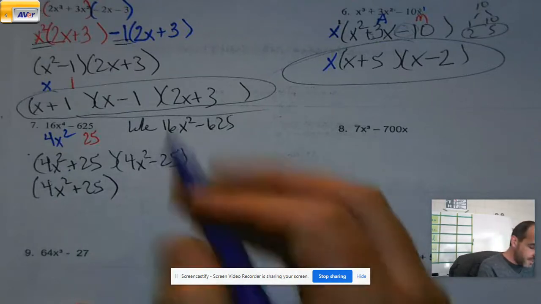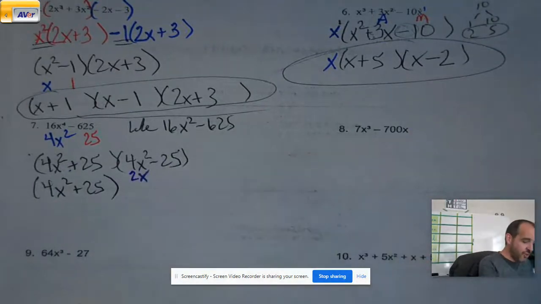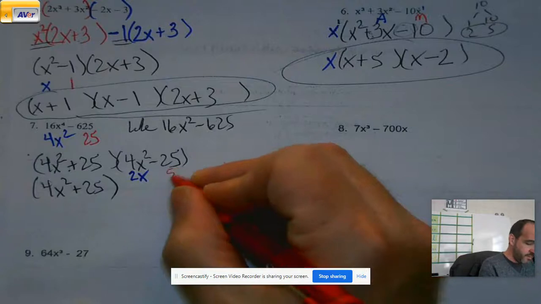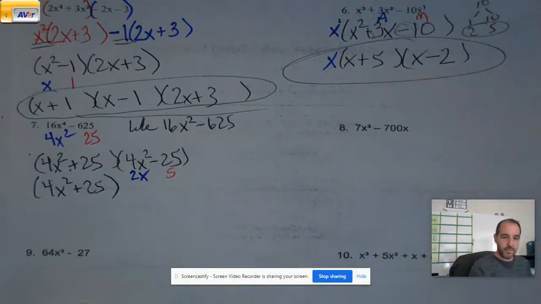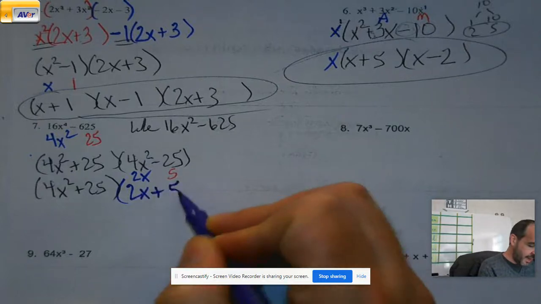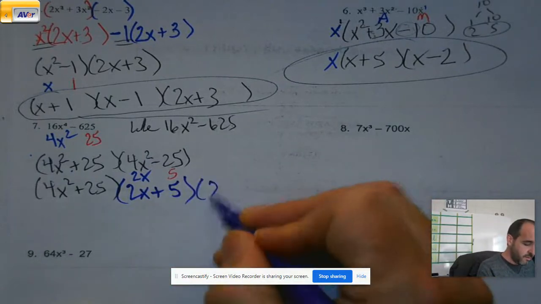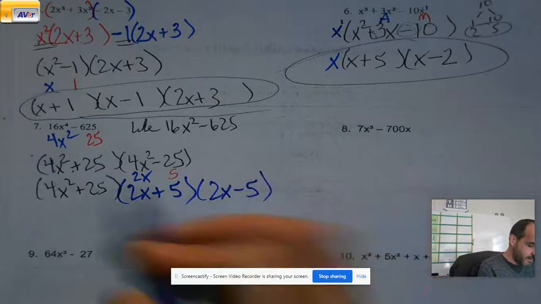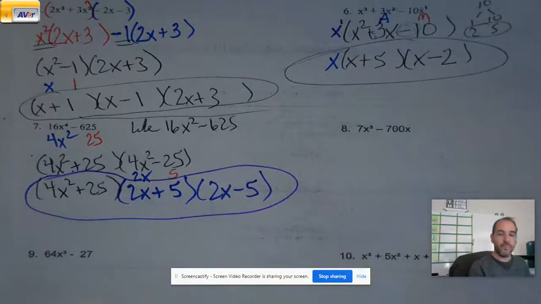Here, though, difference of squares, I can do because of that minus there. So here, I'm just going to do first plus second, first minus second. We're good.